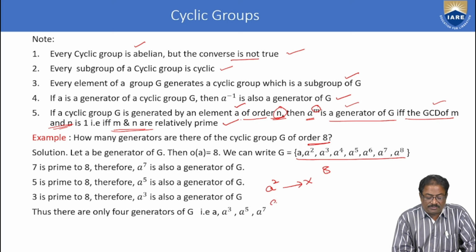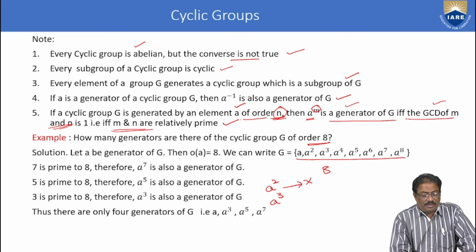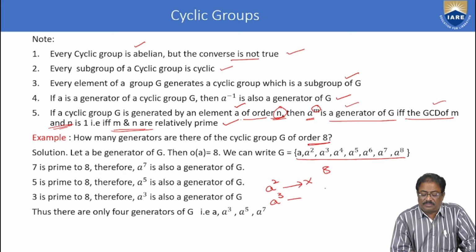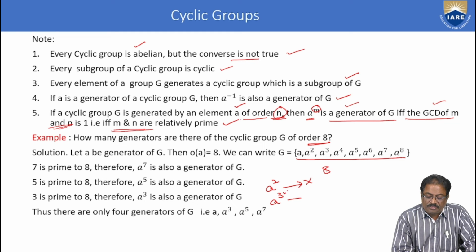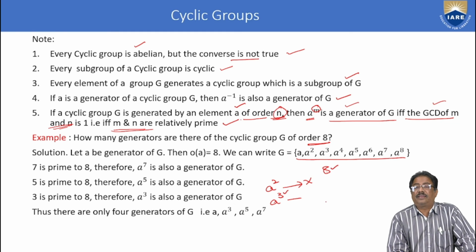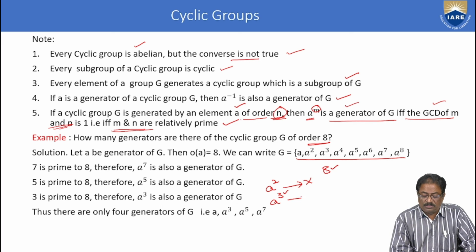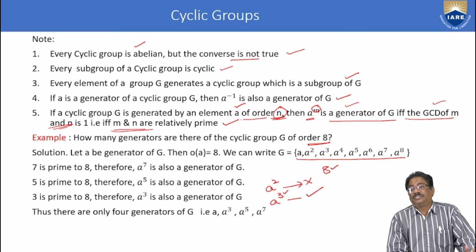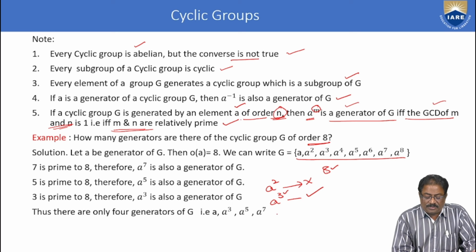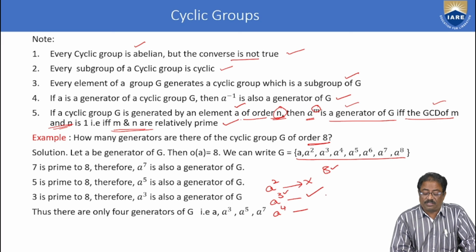Then A power 3. If I am considering A power 3, 3 is relatively prime to 8 because the GCD of 3 and 8 is equal to 1. So this is one generator. Then A power 4. A power 4 is not a generator because for 4 and 8, the GCD is not equal to 1.